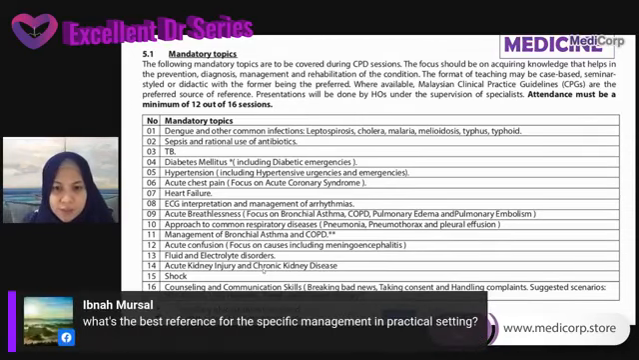Okay, there's a question from Ibn Mursal. What's the best reference for the specific management in practical setting? Okay, those topics which have dedicated CPG or clinical practice guideline, you should go through or follow the clinical practice guideline. So basically, dengue has its own CPG, sepsis or rational use of antibiotic, we have the national antibiotic guideline.